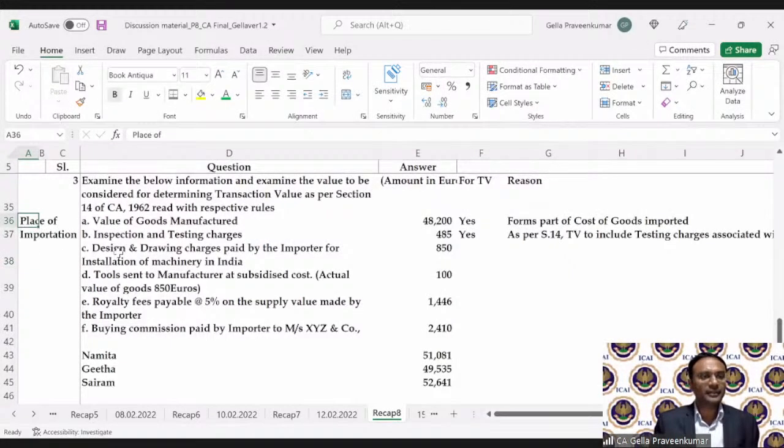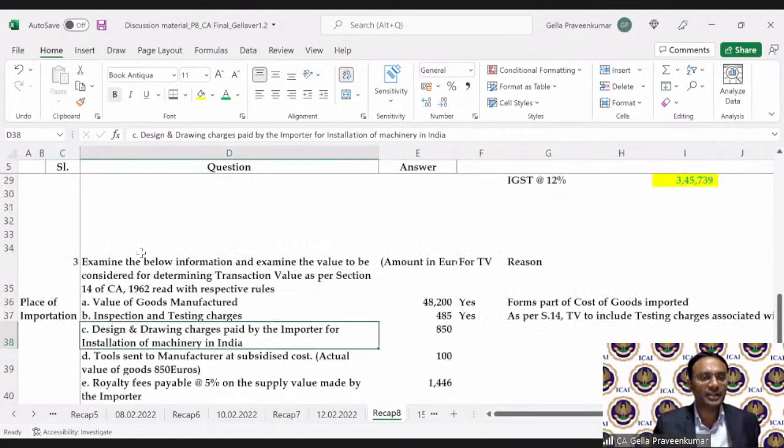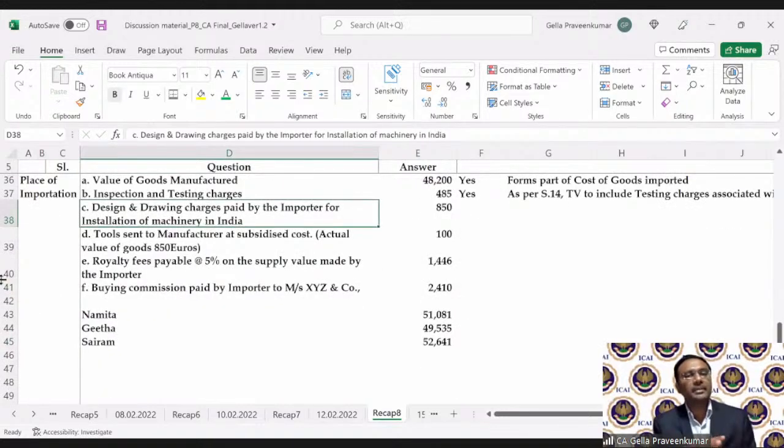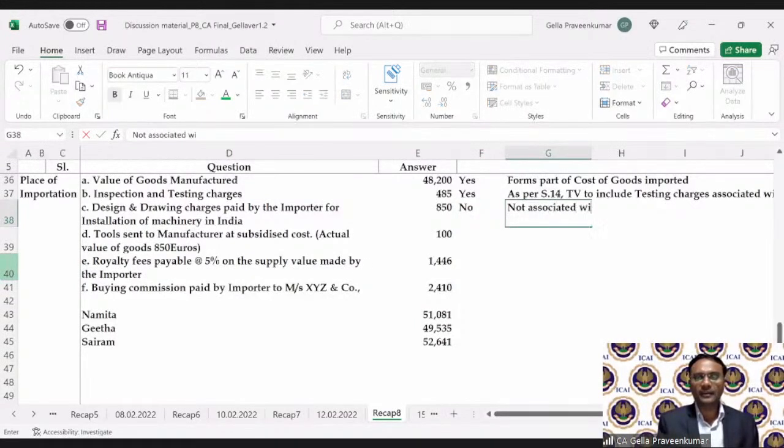For the place of importation, once the material has reached my customs port, there ends my assessment in the process of determining the assessable value. Now in this case, I have paid design and drawing charges, which are paid by the importer for installation of machinery once it has come into India. So this is a post-importation related activity. I would say no, not associated with the cost of goods till the place of importation.